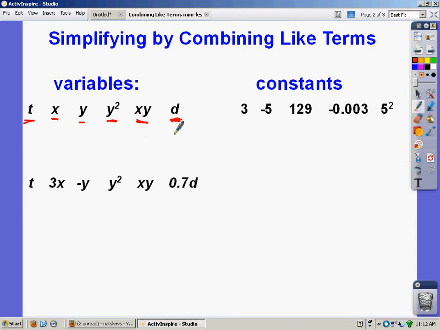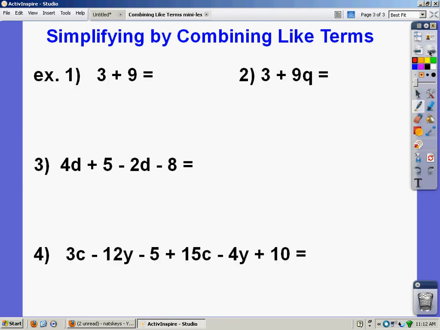And what are the constants? Well, the constants are basically just plain old numbers. Now, it could be an integer, could be a negative number, could be a large number, could be a small fraction, or even could be written using an exponent, because 5 squared is really just 25. But as you can see, there's no variable, therefore it's just a plain old constant. Okay, now let's get to actually applying this to mathematical expressions.